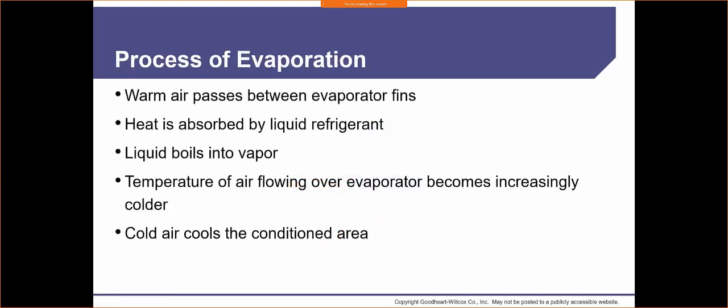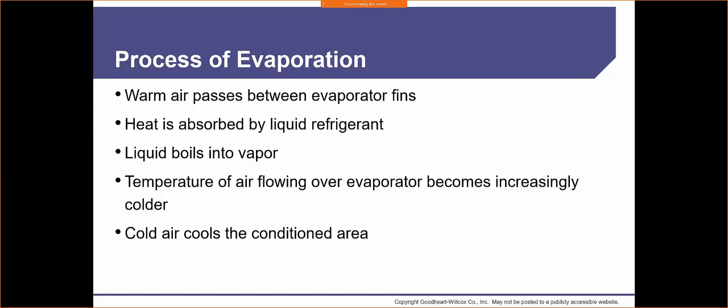So the process of evaporation. Warm air passes between evaporator fins. Heat is absorbed by liquid refrigerant. Liquid boils into a vapor. Temperature of air flowing over evaporator becomes increasingly colder. Cold air cools the conditioned area.